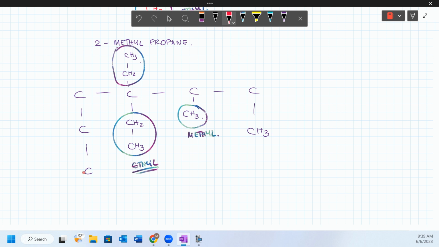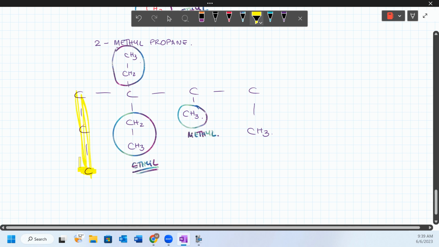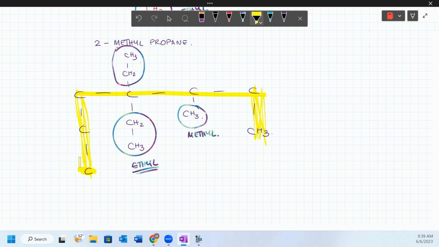So 1, 2, 3, 4, 5, 6, not the longest. 1, 2, 3, 4, 5, 6. 1, 2, 3, 4, 5, 6. 1, 2, 3, 4, 5, 6, 7. So therefore, the longest chain is this one here. Even if you are using a highlighter when you are defining the longest chain, it's good to do so.